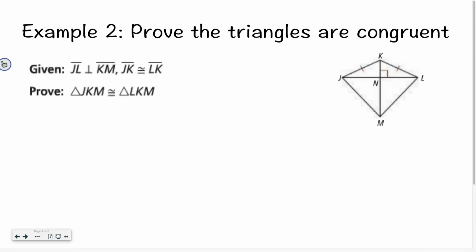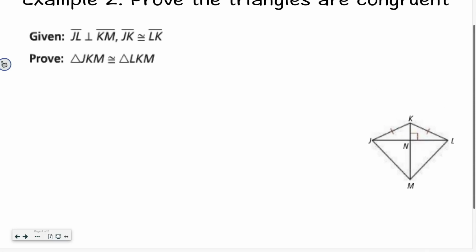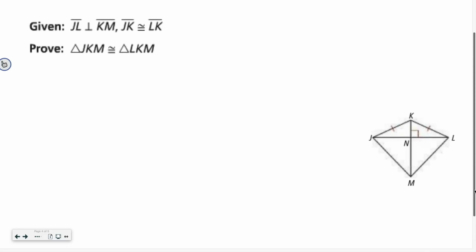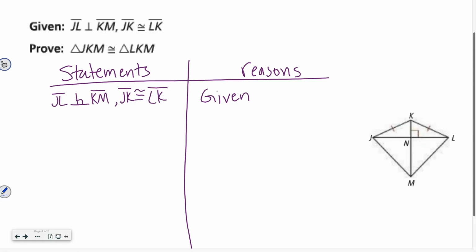All right, let's look at example 2. We want to prove that the triangles are congruent. So I'm going to walk you through a proof that might seem a little complex, okay? So we're going to start with our two columns. So remember our statements and our reasons. The first thing I'm going to write down is the given information. My given information is that segment JL is perpendicular to segment KM, and segment JK is congruent to segment LK. So that's 2 bits of information.